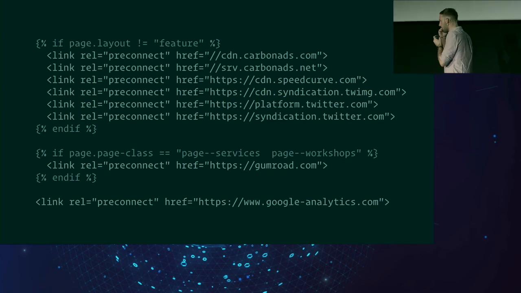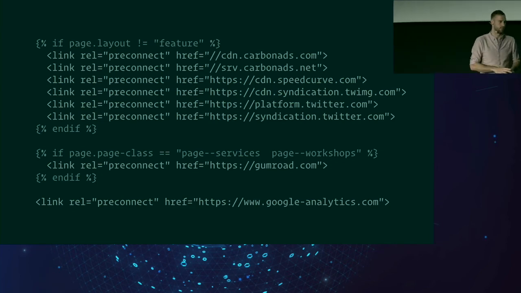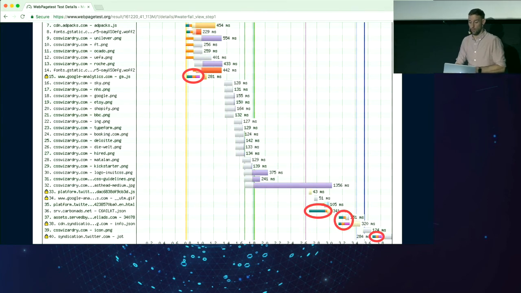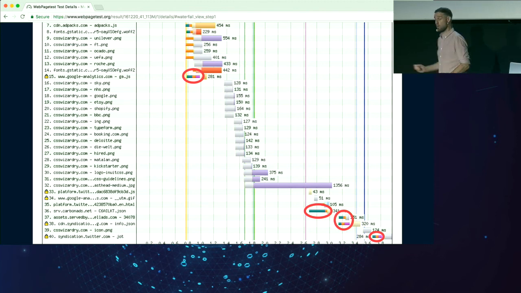It makes third-party negotiation much cheaper, much faster. Here is my site before I enabled pre-connect. At the very last, most inopportune moment, I'm saying, oh, where is this IP address? Where's this server? Open a connection.